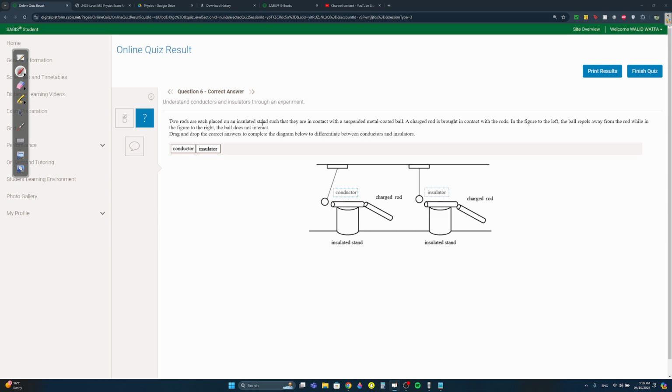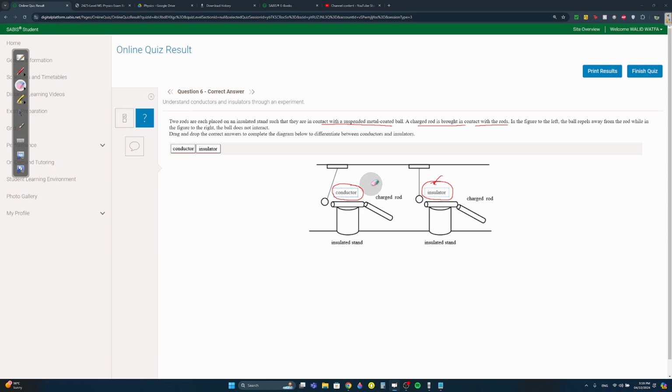Question 6. Two rods are each placed on an insulated stand such that they are in contact with a suspended metal coated ball. So you have a rod here and a rod here. Then they got a charged rod brought in contact with the rod. In the figure on the left, it repels. But in the right one, it does not interact. It just stays here. Which one is a conductor? Which one is an insulator? Of course this one is a conductor and this one is an insulator.